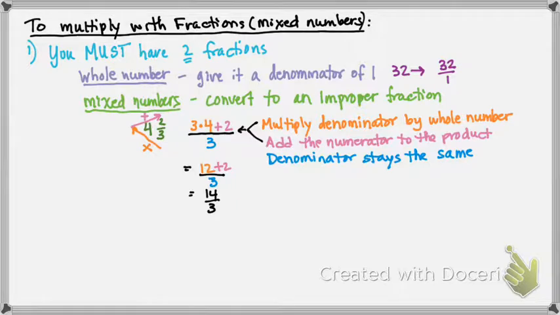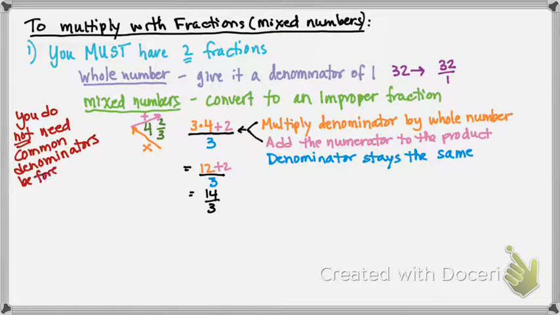Okay? Now, I am going to make a little statement over here. You do not need common denominators before multiplying. Okay, all you're going to do is create yourself a ton of grief if you do that. Don't do it. Trust me on this one. Okay? All right, what's our second step?